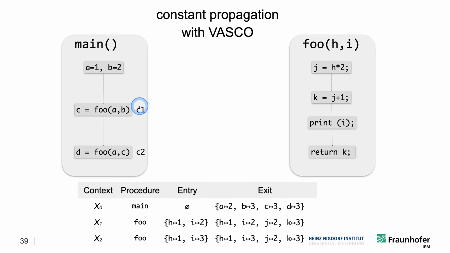And then in context at call site c1, we would enter context x1 at foo. And we basically would get this mapping. So here A maps to 1 and B maps to 2. And because of this parameter assignment, we basically have the mapping h maps to 1 and I maps to 2. And then we have this computation being done, which actually in the end leads to k getting the value 3. And this is returned, so it becomes the new value of c here.